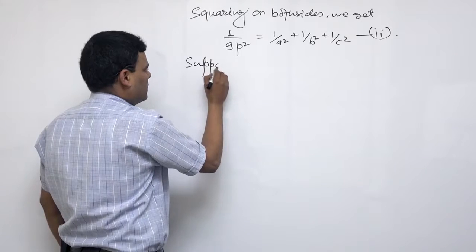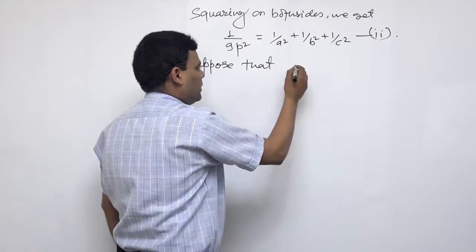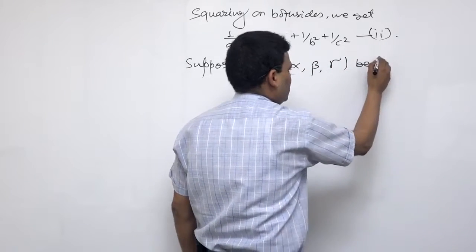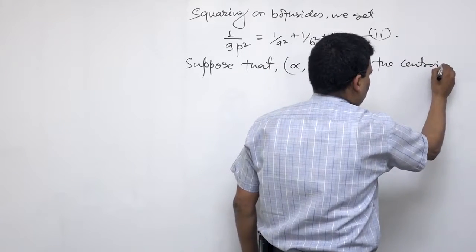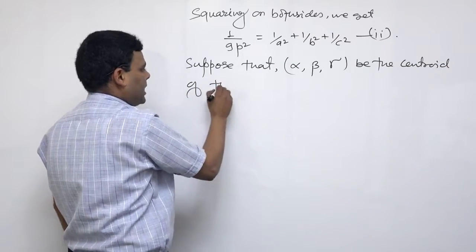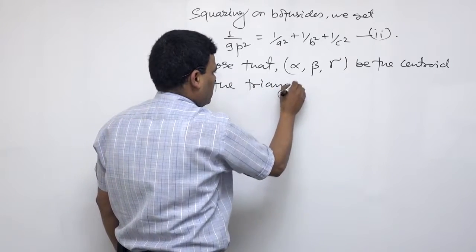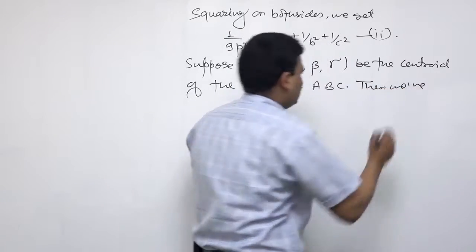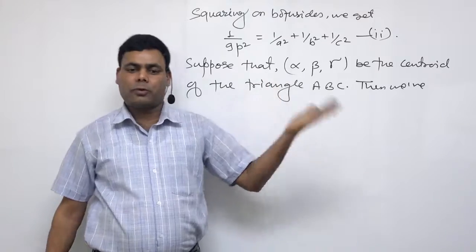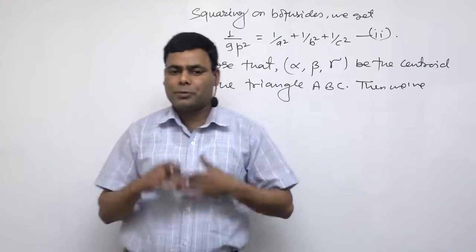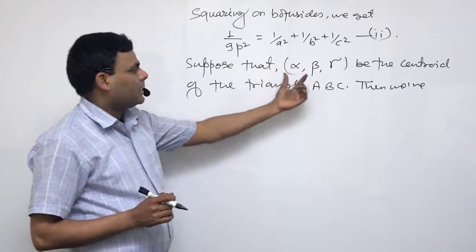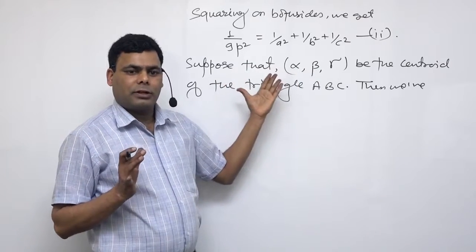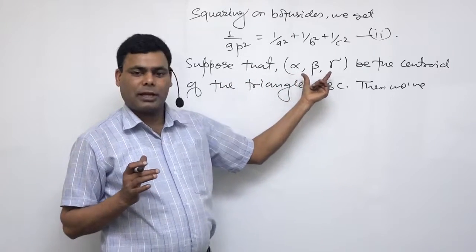Suppose that alpha, beta, gamma be the centroid of the triangle ABC. Then we have, now we have to prove that the locus of the centroid is 1 by x square plus 1 by y square plus 1 by z square equals 1 by p square. For that, suppose the centroid of the triangle ABC of the variable plane in space is alpha, beta, gamma.